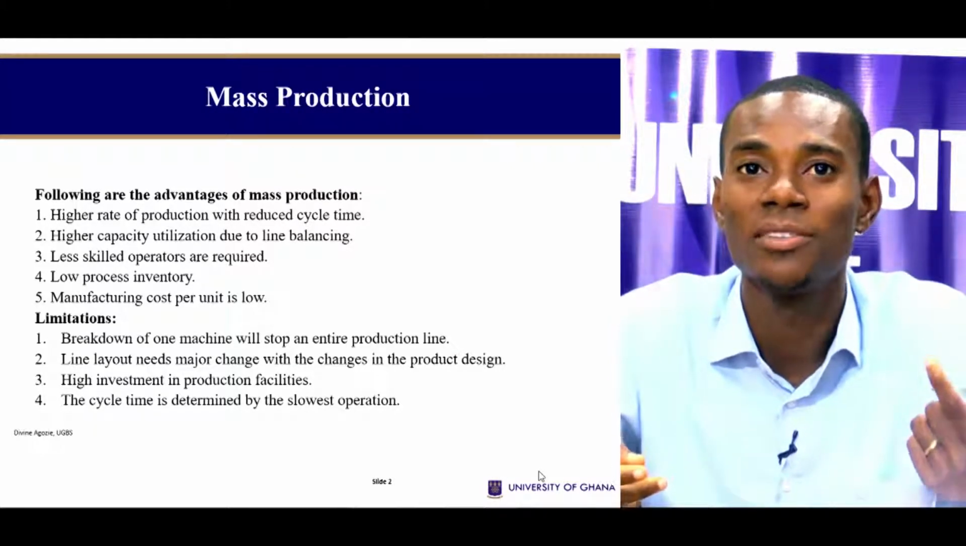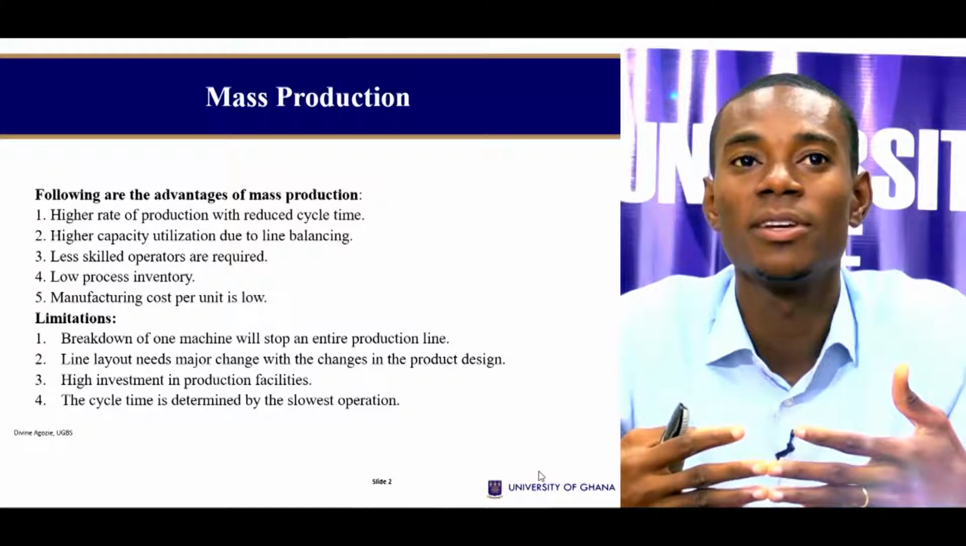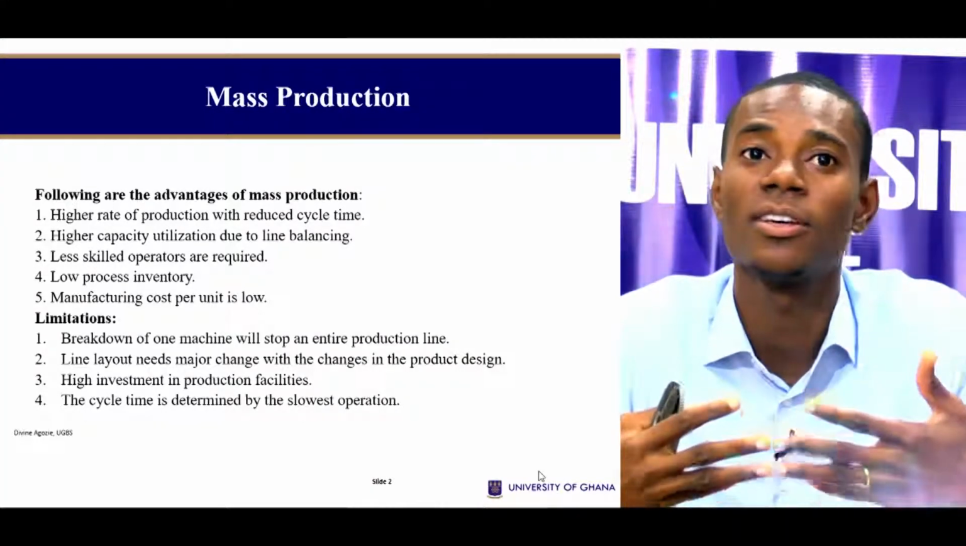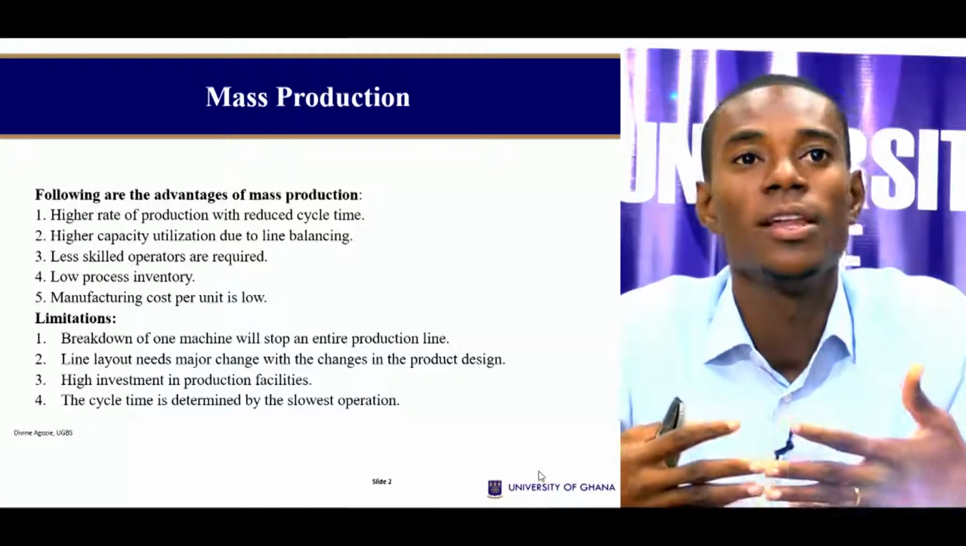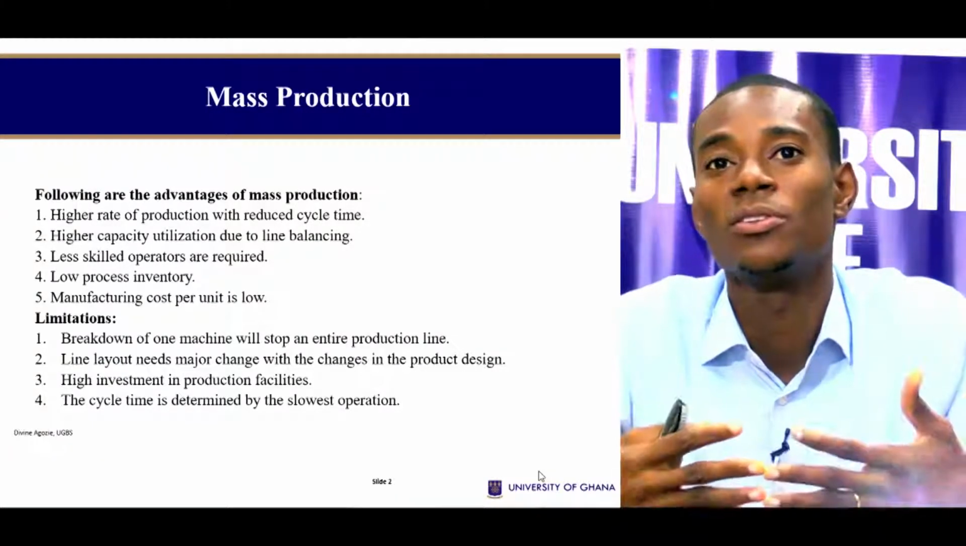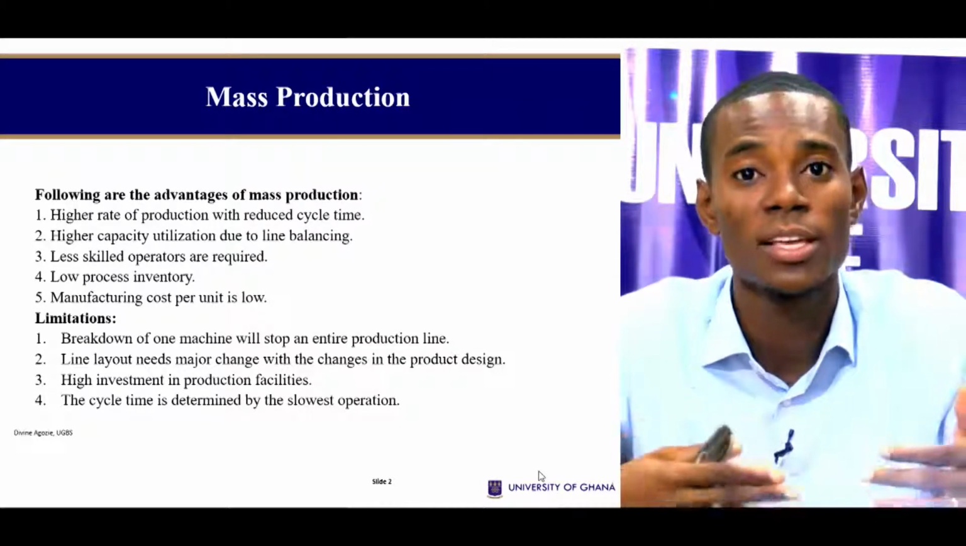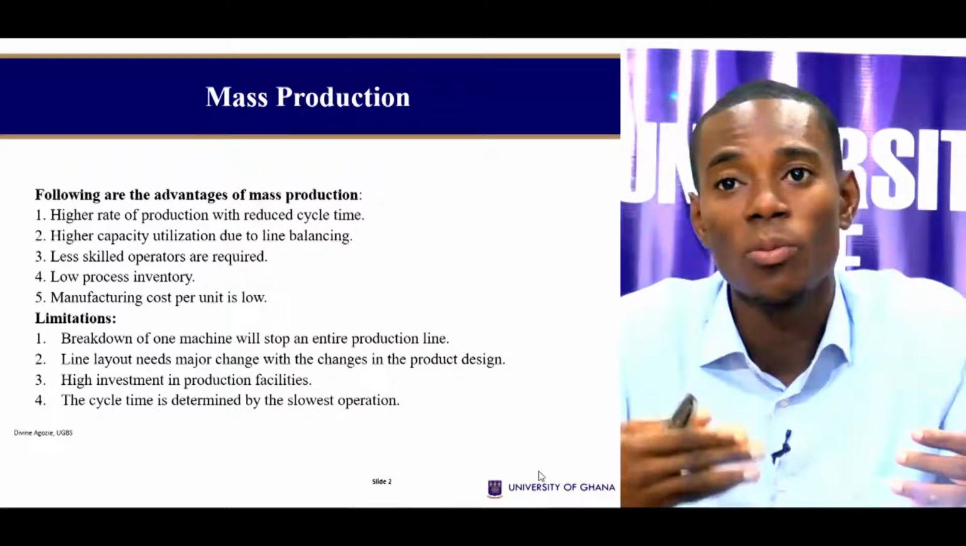Flexibility is quite limited. Now, there's high investment in production facilities. Yes, when you think of automation, it doesn't come easy. It comes at huge cost. And so, now the cycle time is determined by the slowest operation. Now, that's some limitation. The idea is we want to make sure that work doesn't stop at some point.